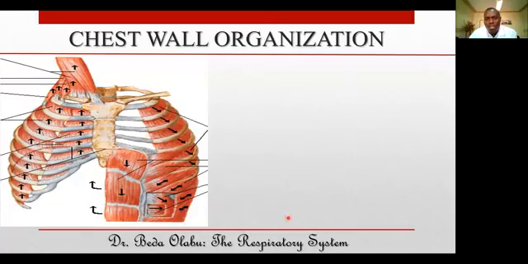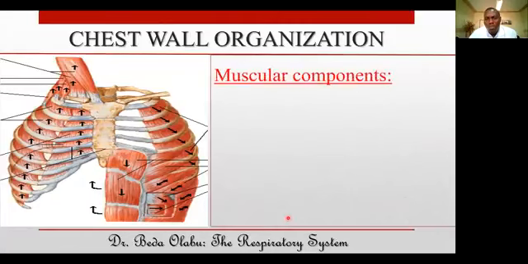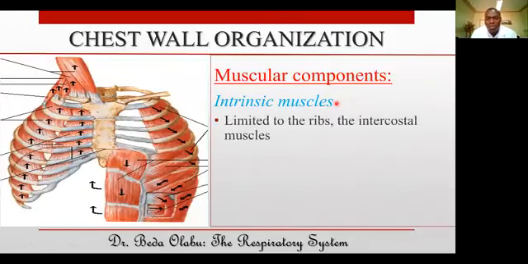Okay, now the muscular framework. In talking about muscular framework, we are talking about the muscles that constitute the chest wall. The muscles that constitute the chest wall can be classified into two. We have what we call the intrinsic muscles of the chest wall. The intrinsic muscles of the chest wall are limited to the ribs. They just come from one rib to another. These intrinsic muscles of the chest wall are therefore known as the intercostal muscles.